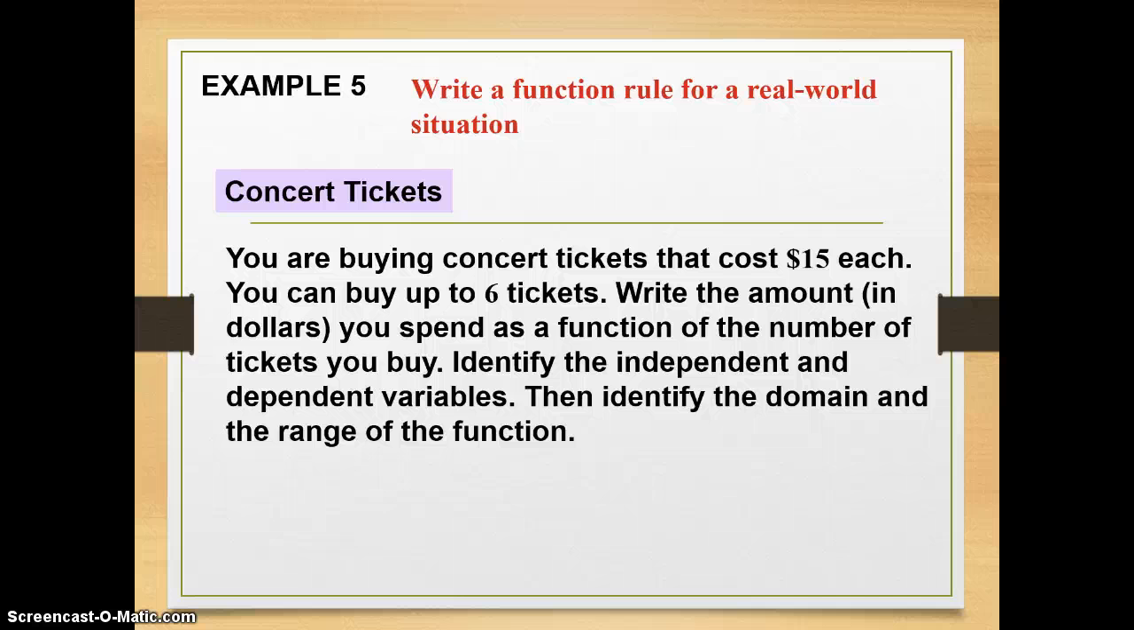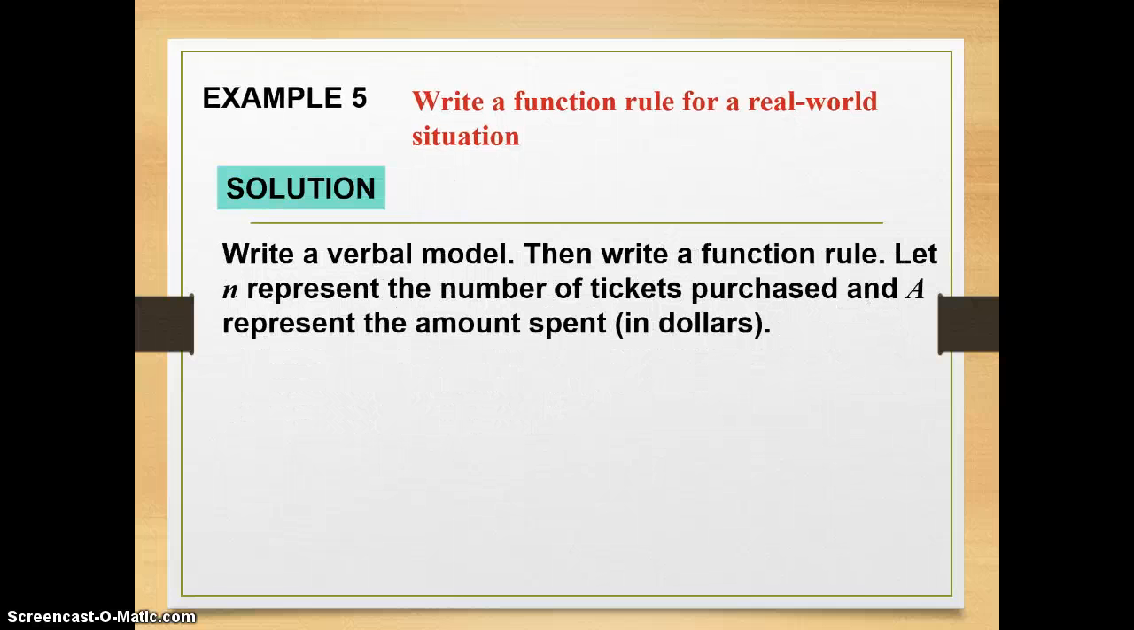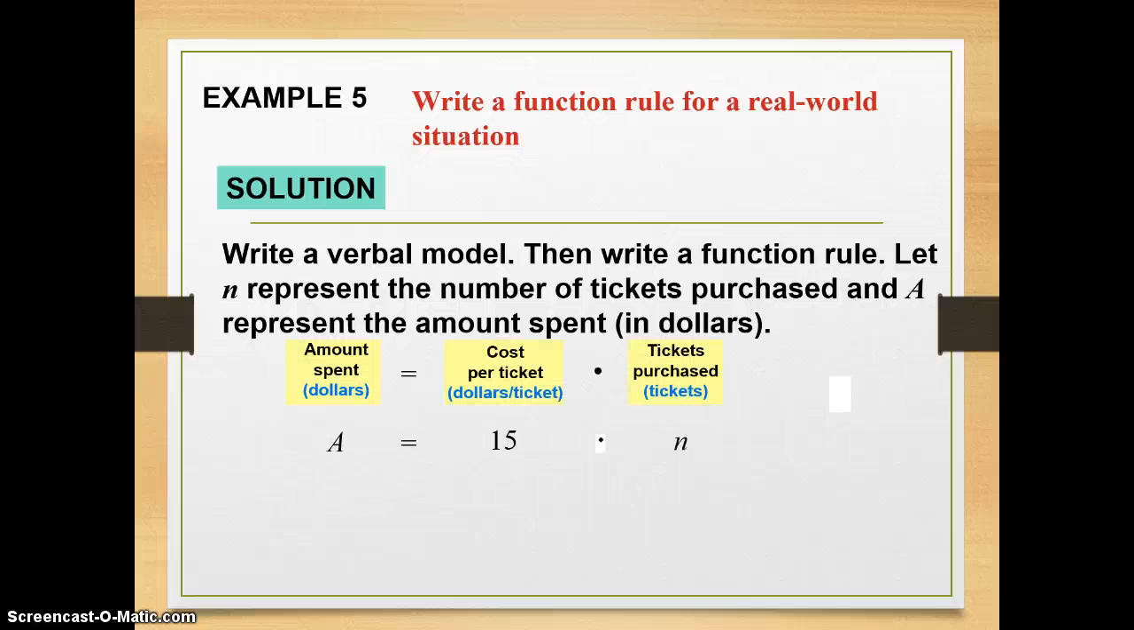So the first thing you want to do is to write a verbal model. Then write a function rule. Let n represent the number of tickets purchased and a represent the amount spent in dollars. So the amount spent in dollars is equal to the cost per ticket times the number of tickets purchased. So our equation is a equals 15n.